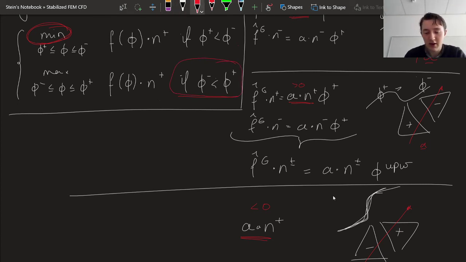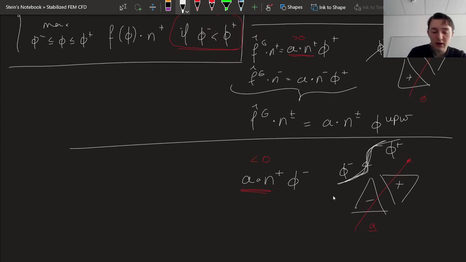Yeah, so in this case, phi minus is going to be smaller than phi plus. So I'm dealing with the bottom case here. Which means that I'll actually have to take the maximum of my flux evaluation for any kind of phi in between the values that we have on either side of the interface. And the maximum, if I multiply with a factor that is negative, is going to be the one that has the smallest value. So that's going to be equal to phi minus.